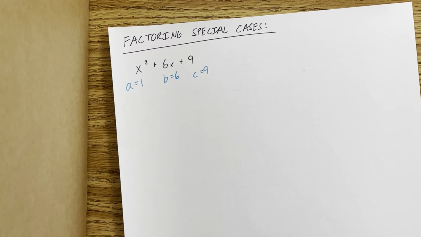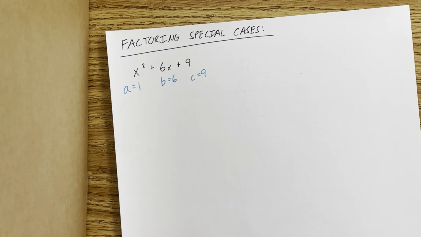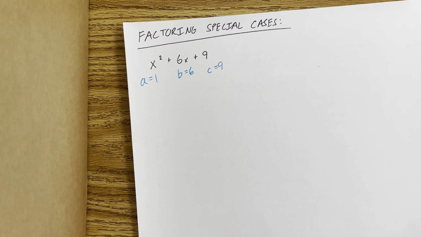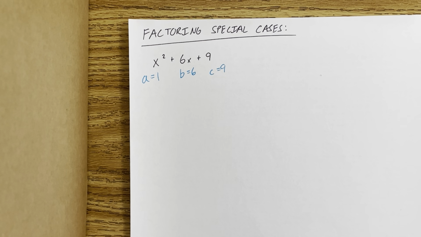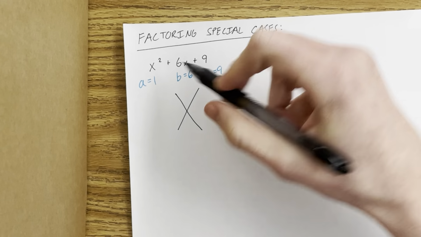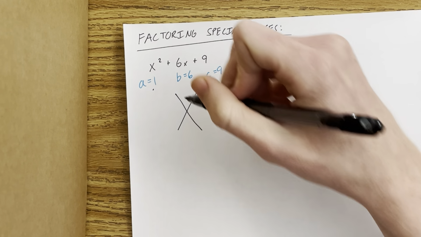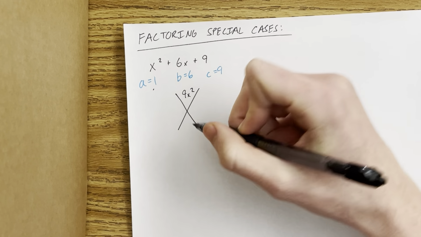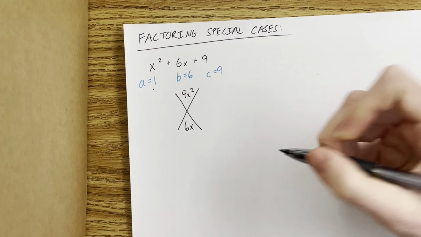If you haven't already watched the first factoring video, I'd suggest you watch that now, if you're not familiar with the diamond method and the box method. So from here, let's use our diamond. A times C, that would be 9x squared. And then on the bottom, we have B, which is 6x.